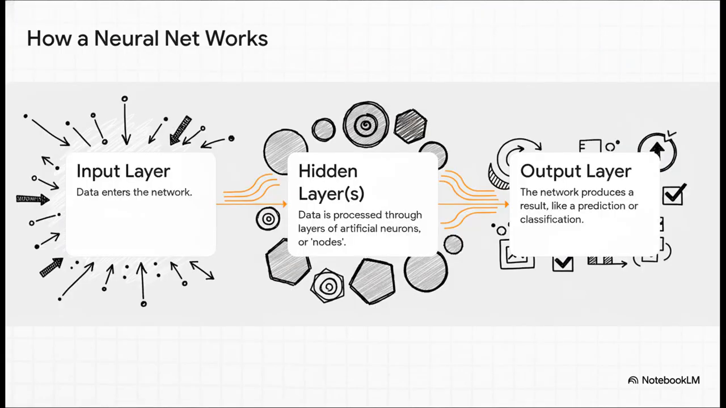Here's how it works. You've got data coming in through an input layer. Then it gets processed through a whole series of hidden layers of artificial neurons. And finally, a result pops out the other side. Now, a network is technically deep with just one of those hidden layers, but the systems we have today, they can have hundreds, even thousands. And it's that deep, layered structure that lets it learn these incredibly complicated patterns that traditional machine learning just can't handle.